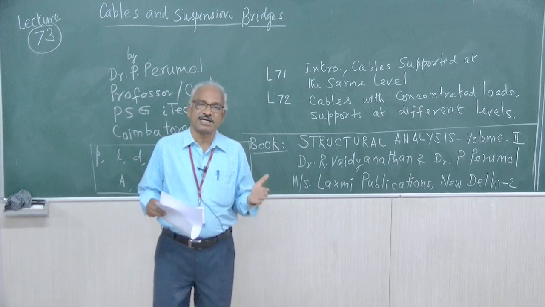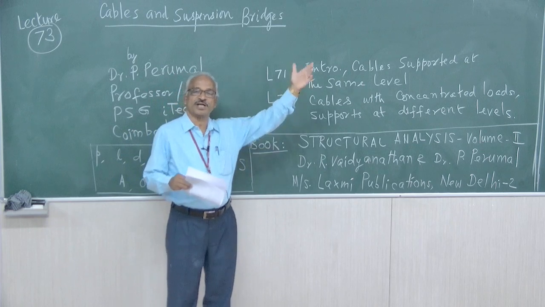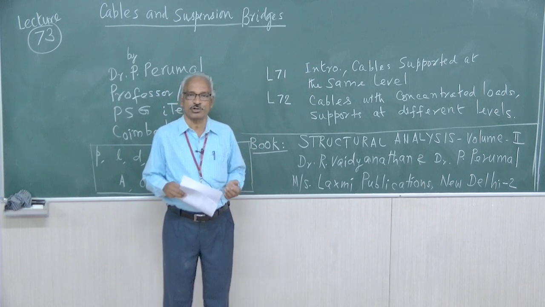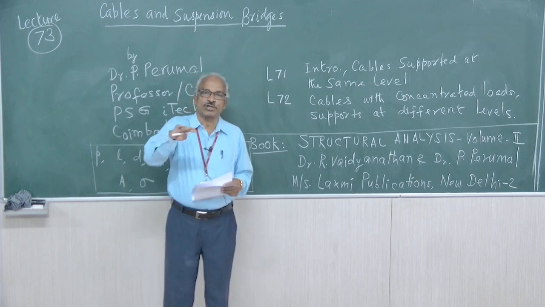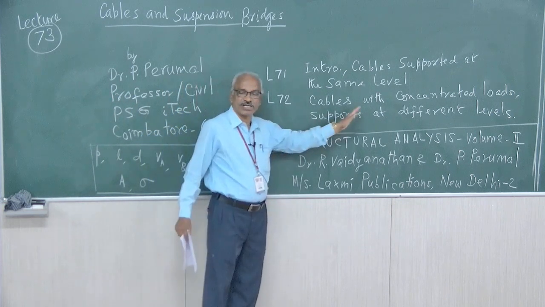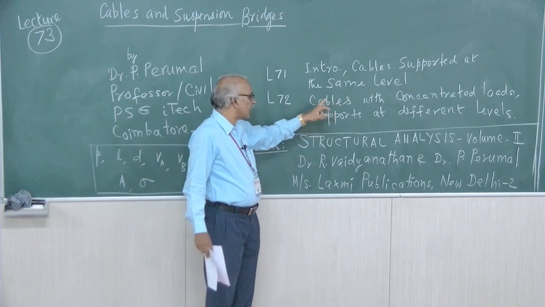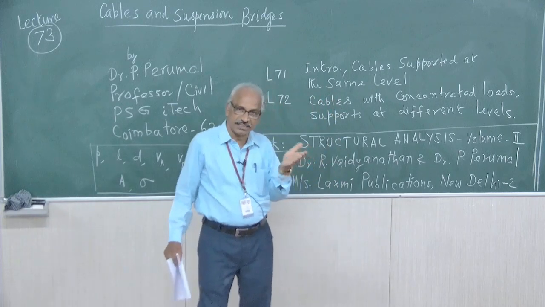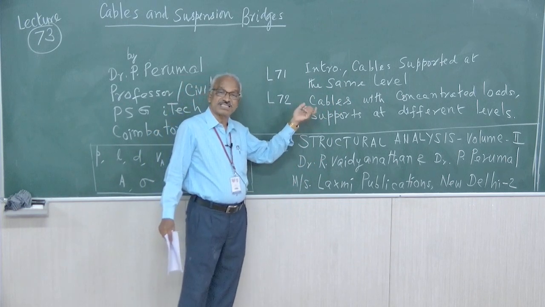Suppose you provide the cables, hangers at a distance of 2 meters, 2.5 meters, etc., then there is no possibility of transferring the load as uniformly distributed load. The cable, which is completely flexible, will become a number of straight pieces. So when it becomes a number of straight pieces, how to find out the length of the cable, how to find out the maximum tension, that we have discussed in lecture number 72 as the first problem, cables subjected to concentrated loads. Then we have taken a problem on a cable with the supports at different levels.